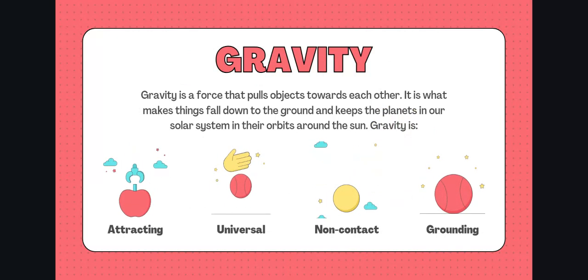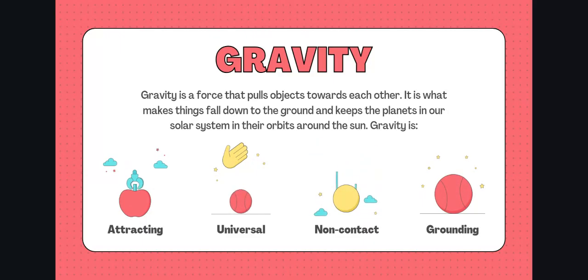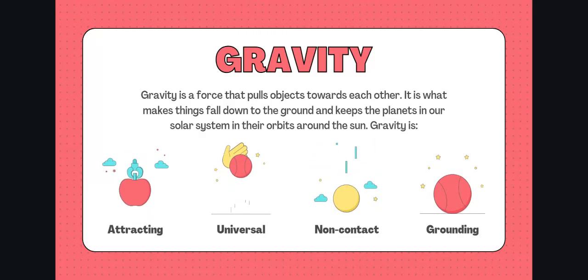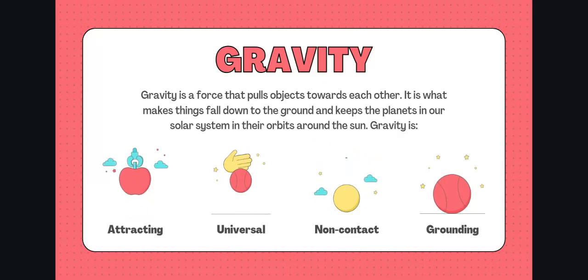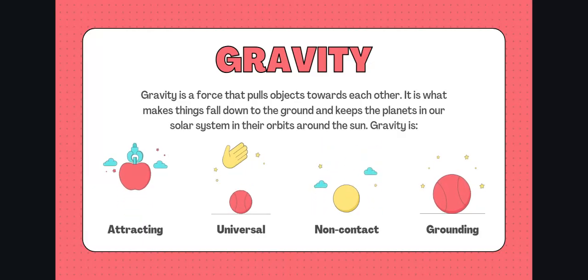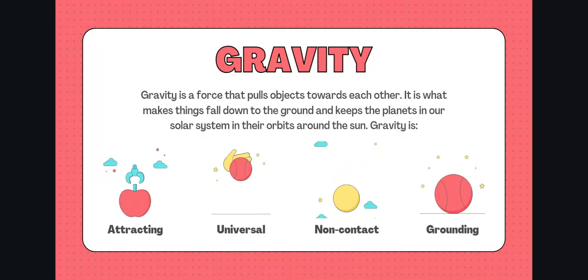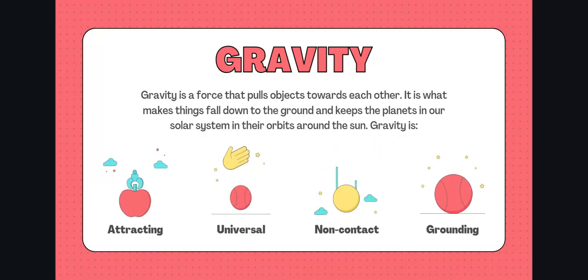So what's gravity then? Because that seems to make things happen really fast. Well, this is a pull that draws objects toward each other, and it's what makes things fall down. And Isaac Newton figured it out. The famous story is the apple falling on his head. So gravity is these things: attracting, universal, non-contact, and we'll figure out what that means pretty soon, and grounding.